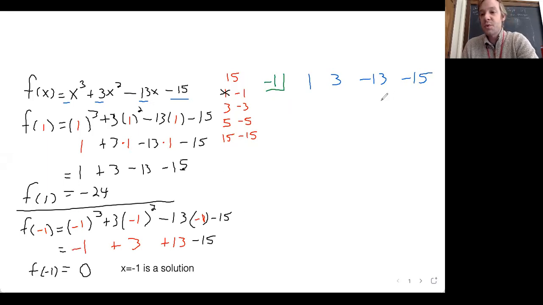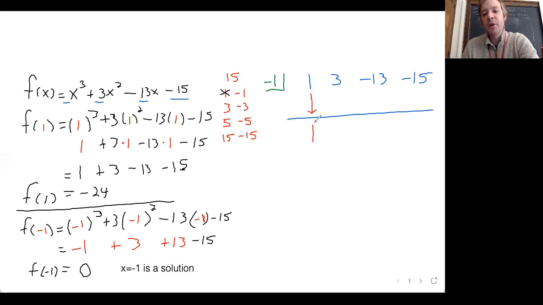We don't include the x's, we don't include the exponents, we only want the coefficients. So now, in order to perform synthetic division, I'm going to start by dropping down the number that I have right here. Whatever number this is, in this case it's 1, I'm just going to bring that down below the line.